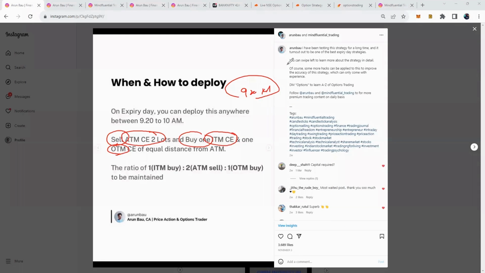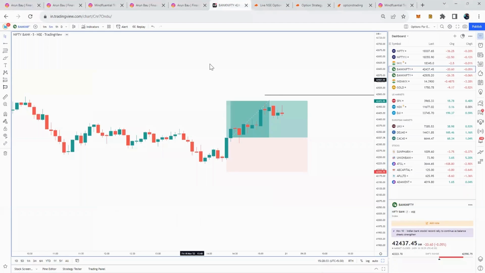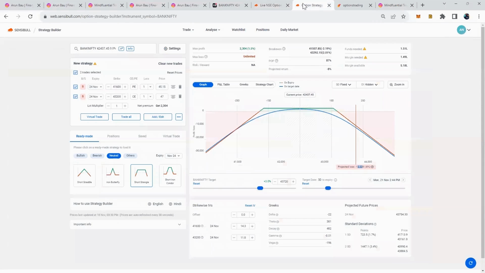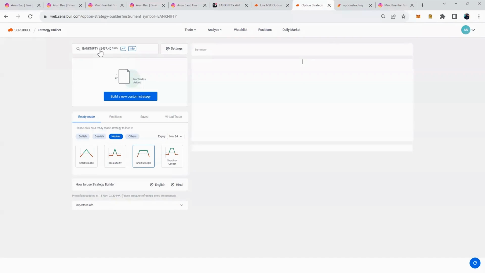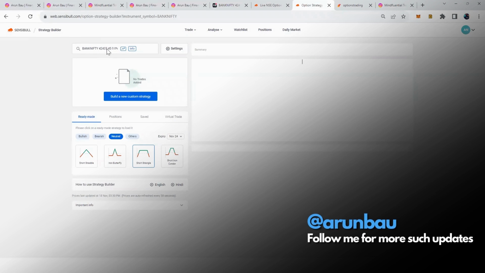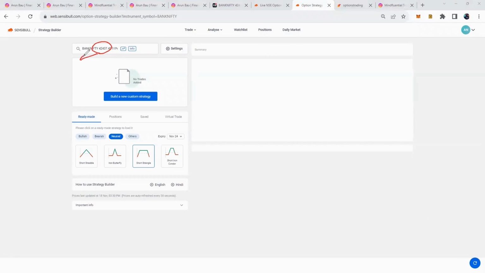Let's say I have to create that in Sensibull. Let's imagine that today is the expiry day and you are creating that in Bank Nifty, and around 9:30 the market is around 42,437. So what is the rounded off at the money price? You have to round it off to the nearest at the money, which is 42,400. Now this will become at the money, right?